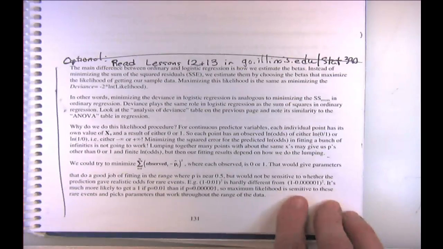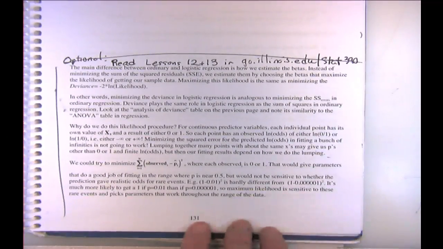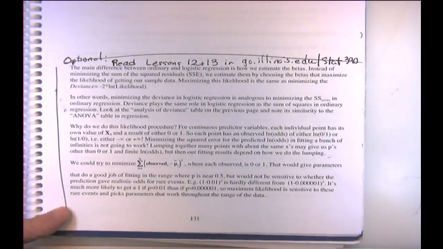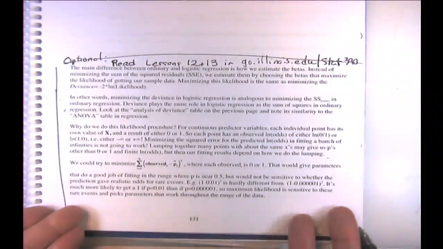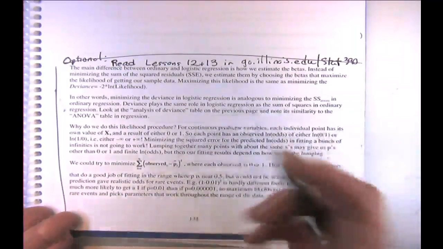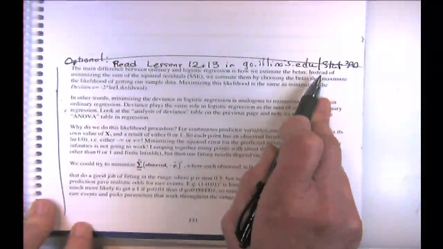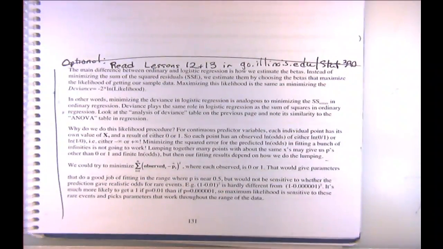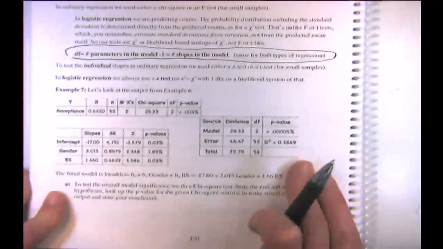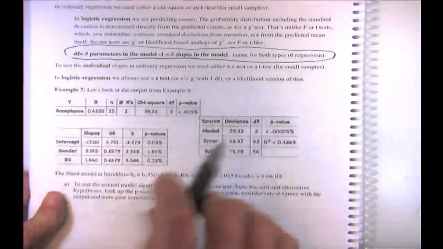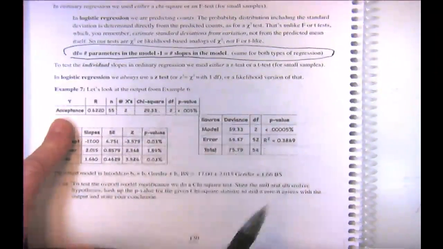So maximum likelihood is sensitive to those rare events and picks parameters that work throughout the range of our data and not just in the middle. That's the short, intuitive argument. And if you want to read the more mathematical argument, you can read that. But that's the idea. Okay, so as a result, we get this deviance table here, but we are going to just use this modified chi-square.